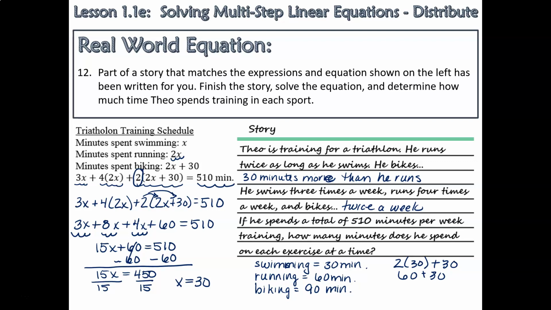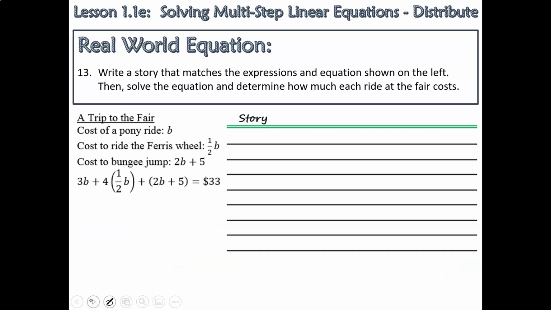Okay, let's go on to number 13. All right, this, you kind of got to write your own story. It says, write a story that matches the expressions and equations shown on the left, and solve the equation and determine how much each ride at the fair costs. You know, we're all going to have probably our own versions of this, but it should be something like this. And you may have to stop the video so you can write this down.